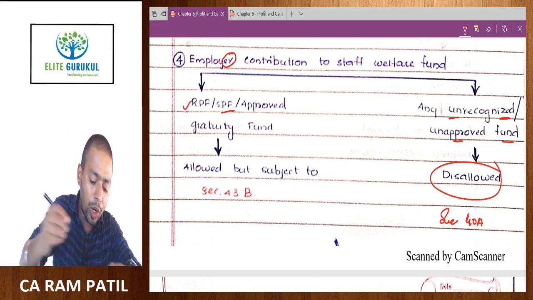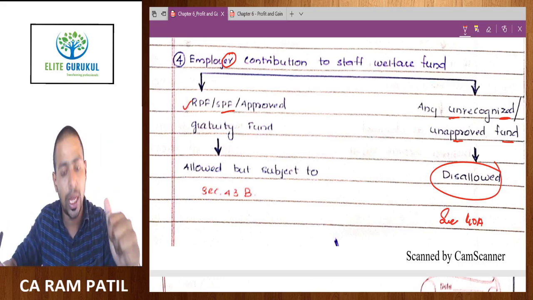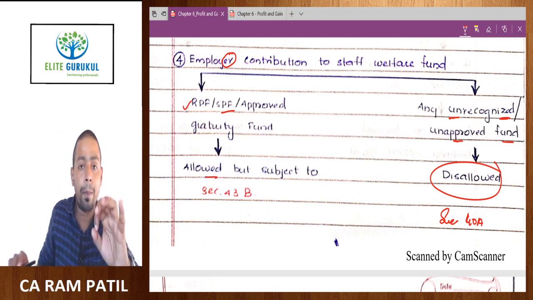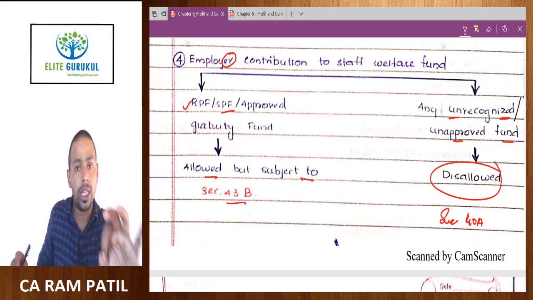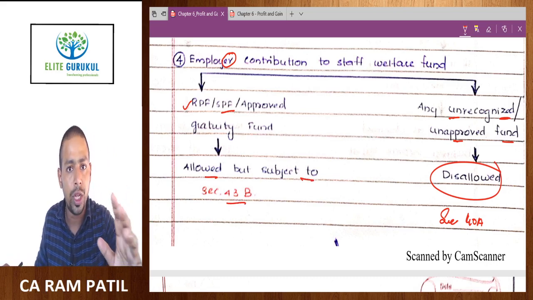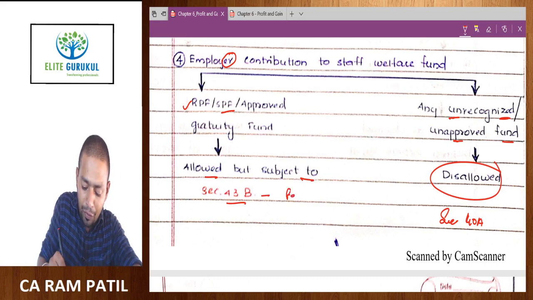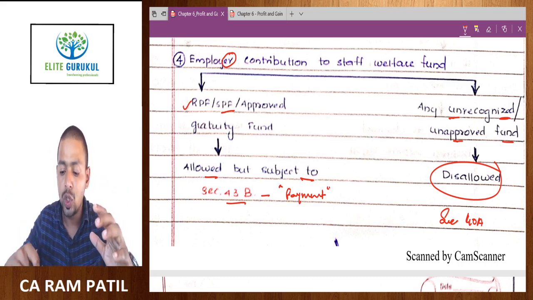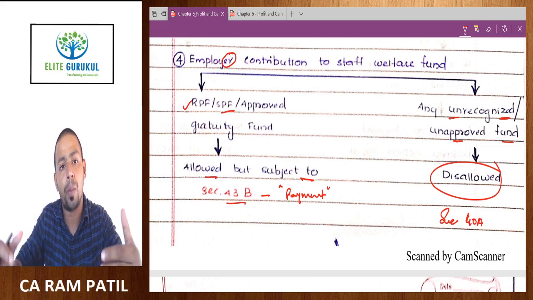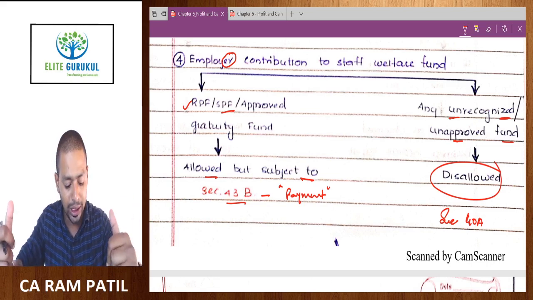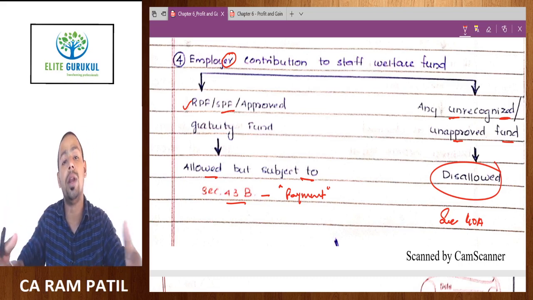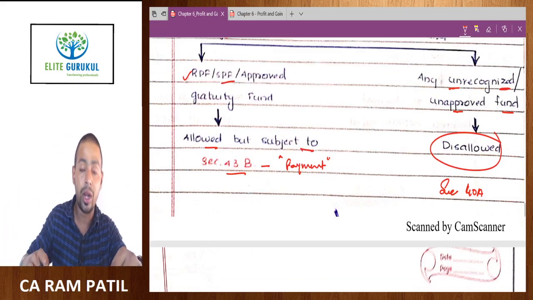At the same time, any contribution made to recognized provident fund or statutory provident fund or approved gratuity fund, it should be allowed to employer subject to section 43B. What do you mean by subject to section 43B is this? You need to make payment first and then only you can claim deduction. This is to secure interest of employees. This kind of provision has been made. So employer cannot claim expenses on the provisioning basis, on the outstanding basis or accrual basis. He has to take deduction only when he actually deposits money in provident fund account.